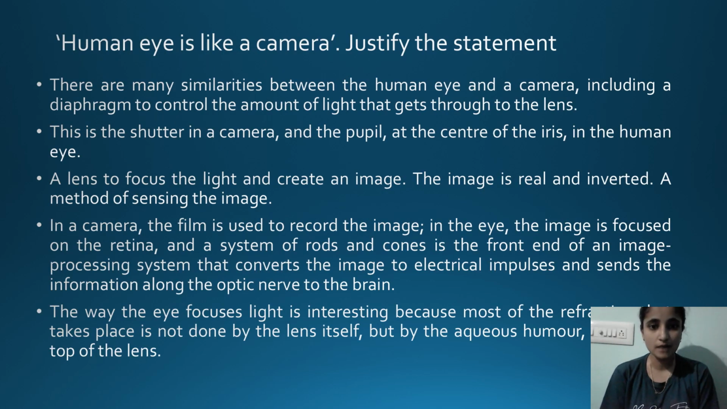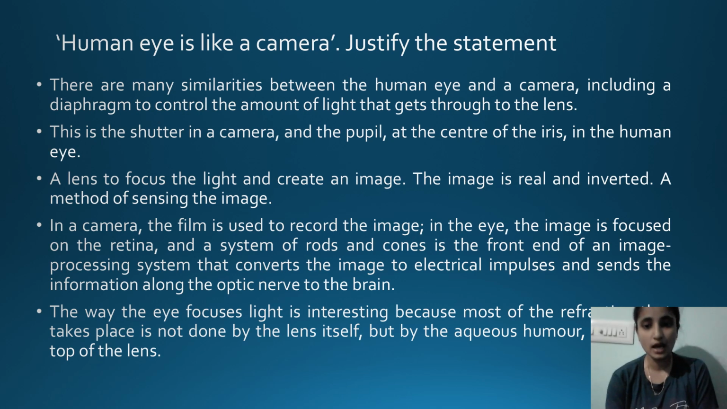Human eye is like a camera. Justify this statement. There are many similarities between the human eye and a camera, including a diaphragm to control the amount of light that gets through to the lens. This is the shutter in the camera and the pupil at the center of the iris in the human eye. A lens focuses the light and creates an image.